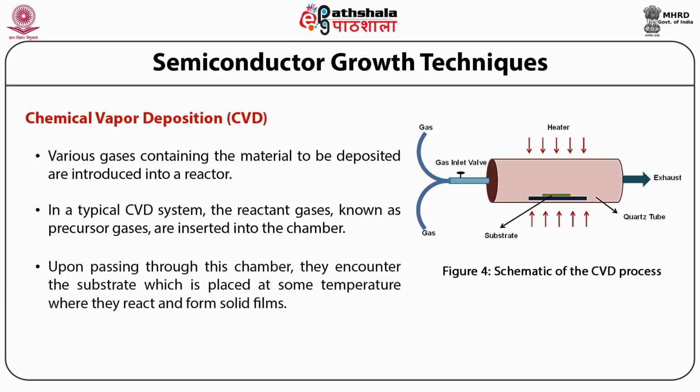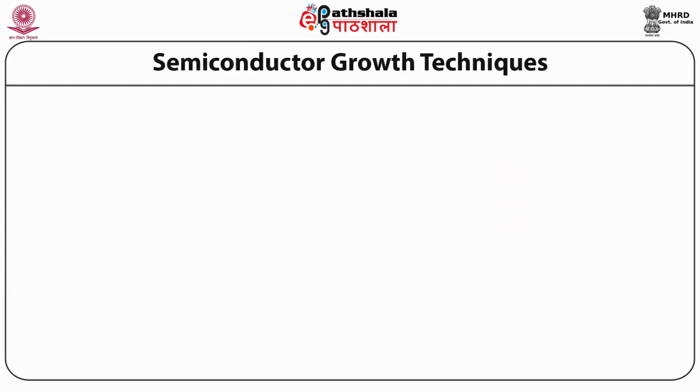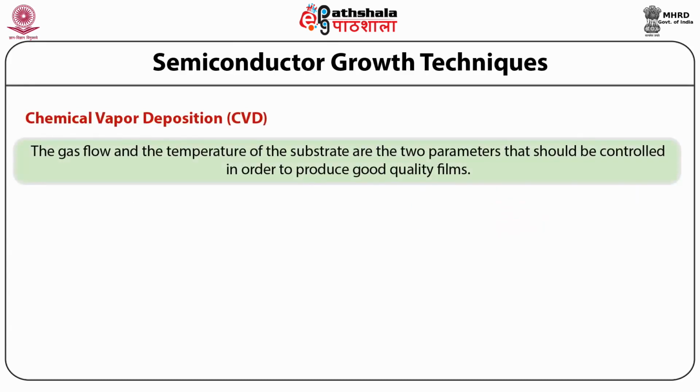Upon passing through this chamber, they encounter the substrate, which is placed at some temperature, where they react and form the solid films. The gas flow and the temperature of the substrate are the two parameters that should be controlled in order to produce good quality films.